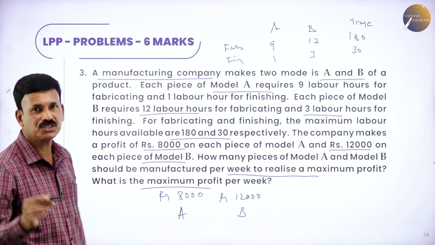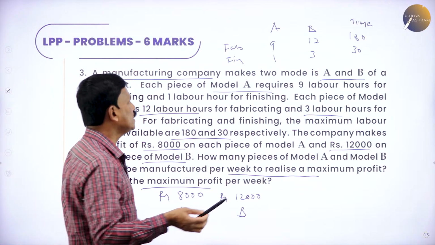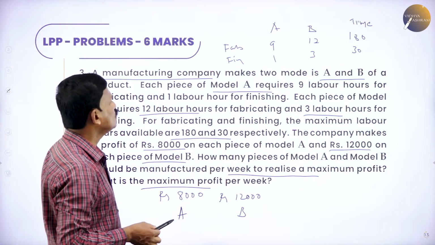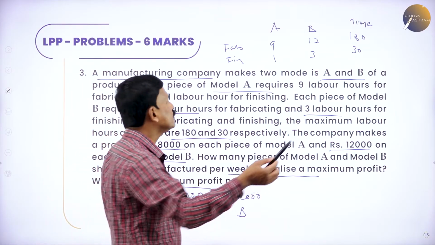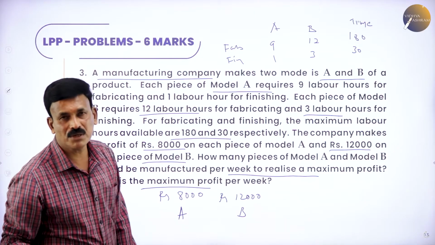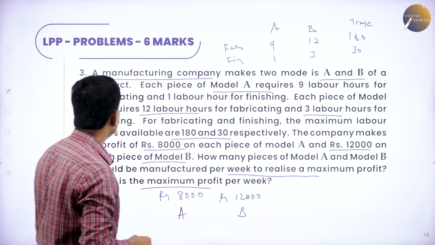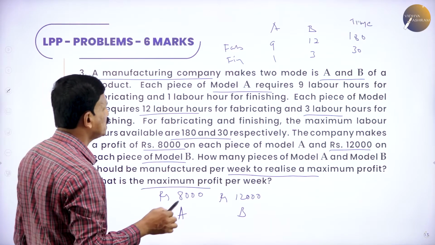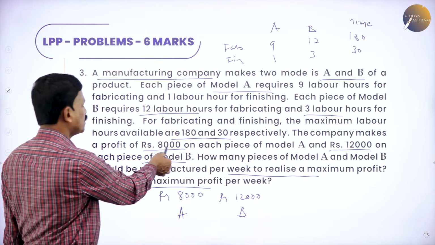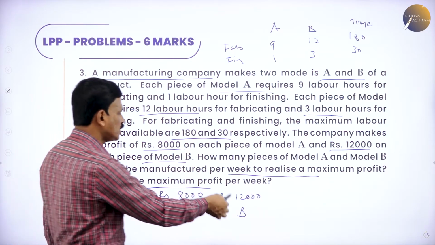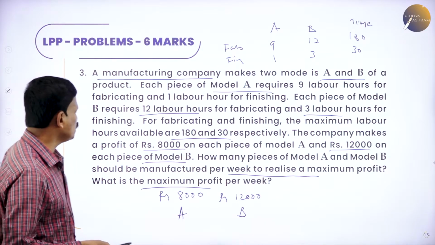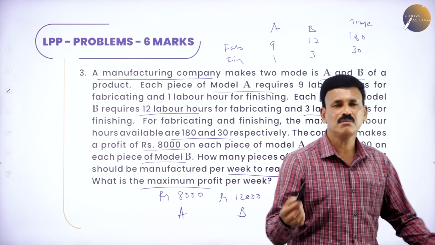So a company will manufacture two types of model, A and B. Model A requires 9 hours for fabrication and 1 hour for finishing. Model B requires 12 hours for fabrication and 3 hours for finishing. The maximum available time for fabrication is 180 hours and for finishing it is 30 hours. The company makes a profit of rupees 8,000 on model A and 12,000 on each model B. How many pieces of model A and B should be manufactured per week to get the maximum profit?